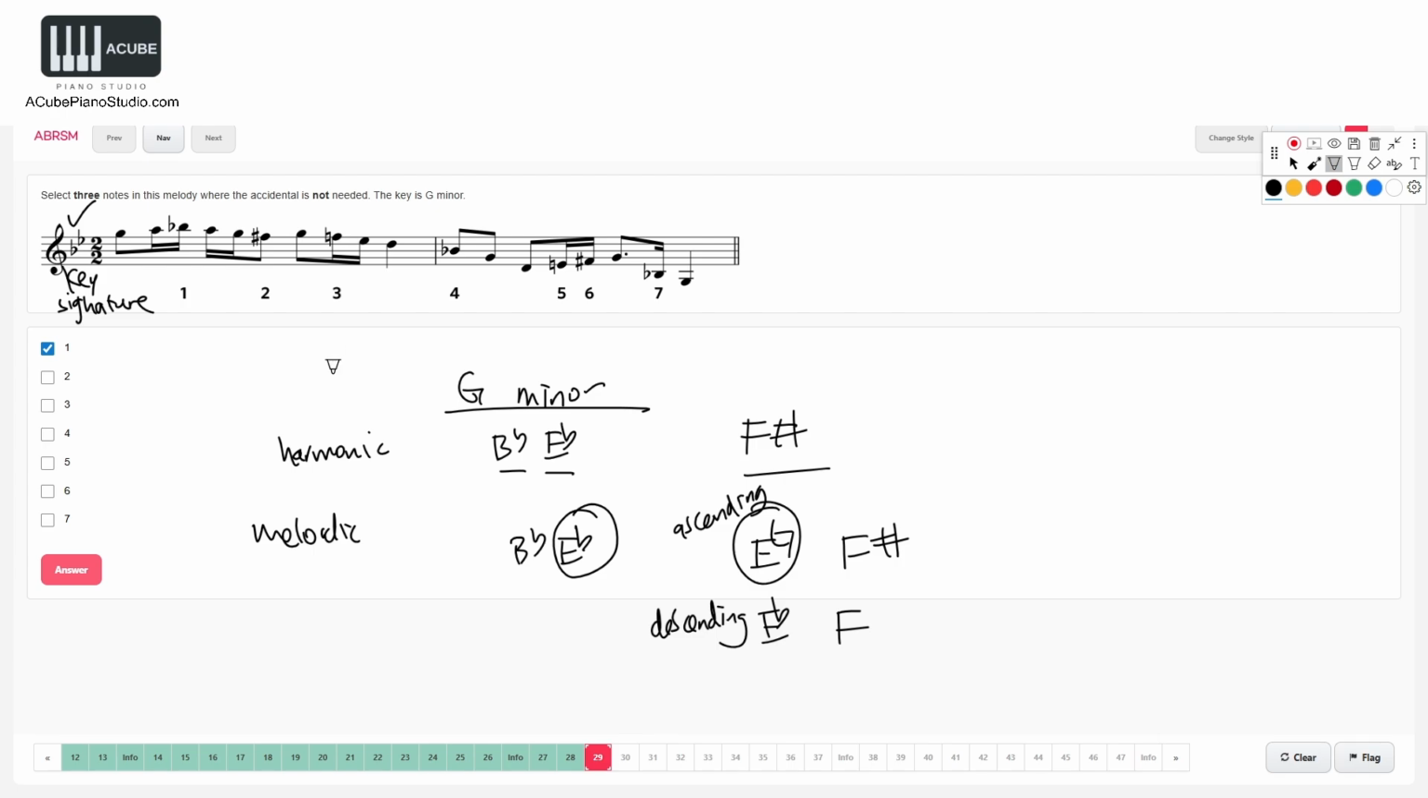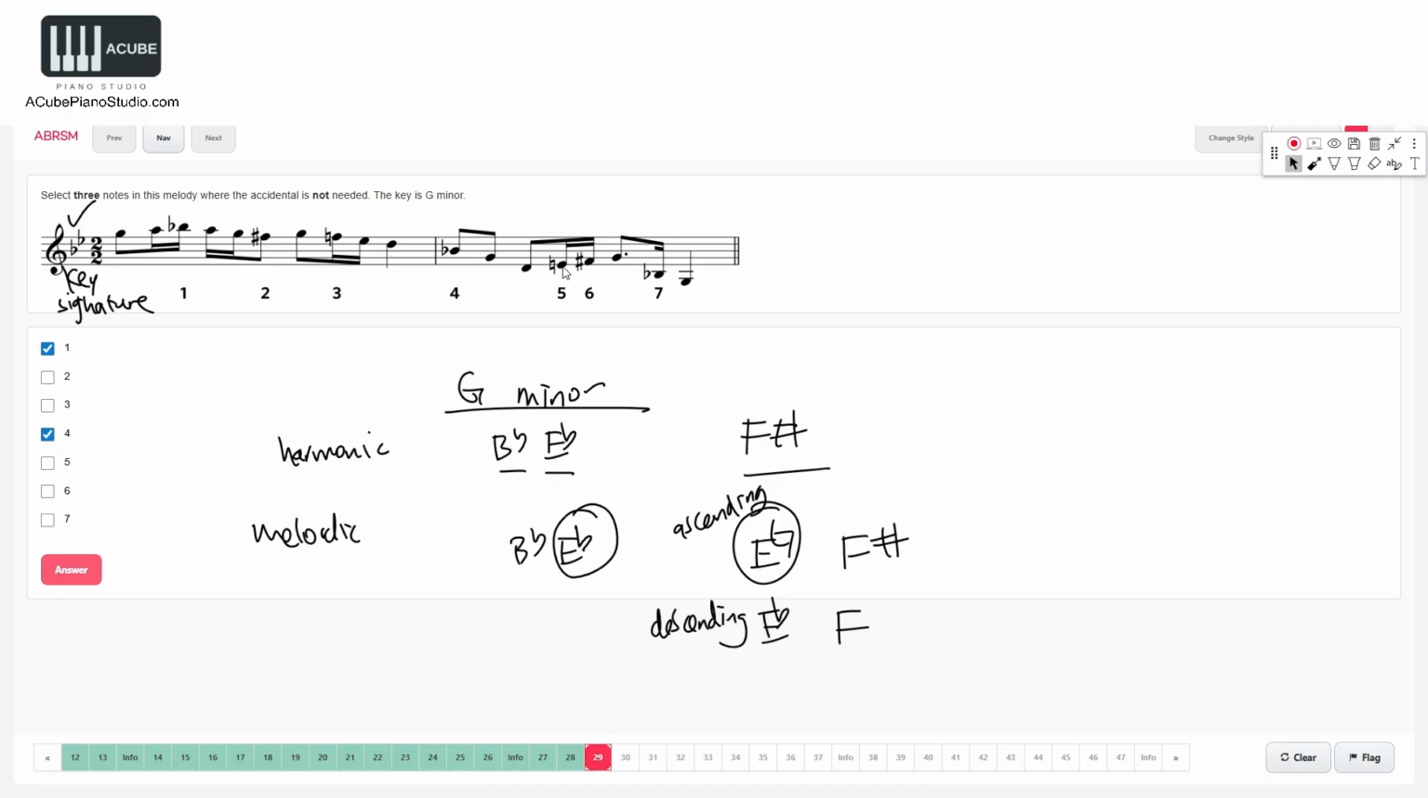Now let's move on to 4, B flat again. Same thing as this, because I already have a key signature, I do not need to write the flat. So 4 is wrong. I do not need to write this flat. It will be automatically played as B flat because of this key signature.